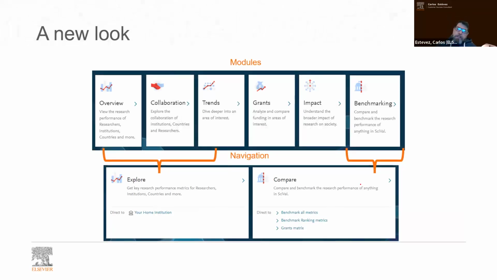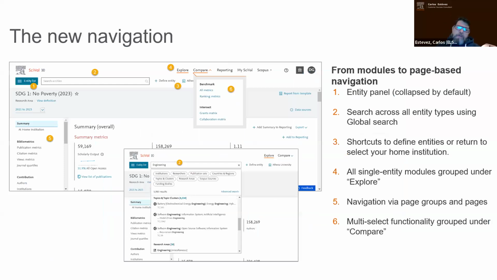The first thing, for the ones that have been using SciVal for a while: this year we changed our navigation from several modules, overview, collaboration, trends, grants, etc., to two main areas: explore and compare. The idea is to make navigation on the interface easy. When I first saw it, it was really shocking for me. But now that I have been working with the new interface, it's super easy to navigate SciVal. Before it was a kind of nightmare.